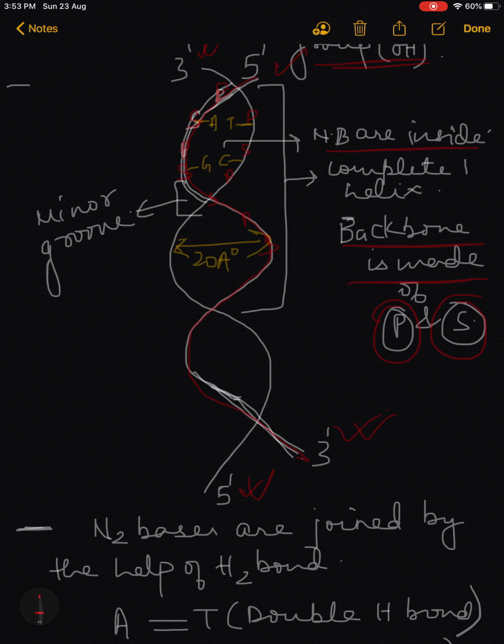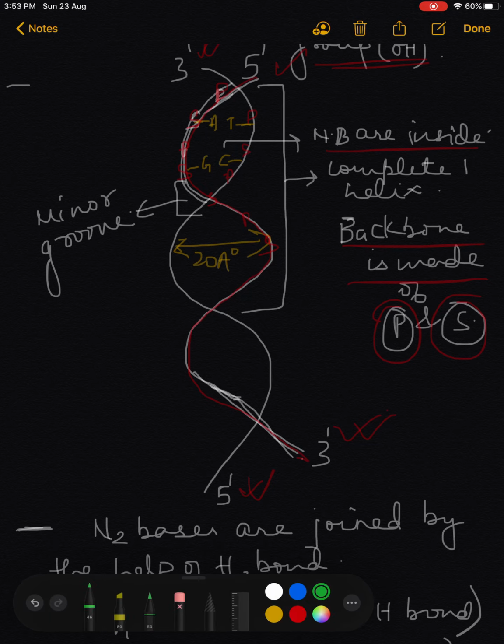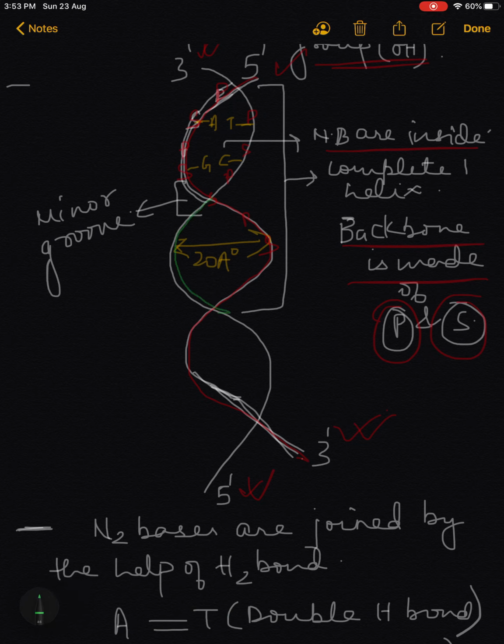So to show you, let me use some other color pen. So children, this is the helix, and here are present the phosphate and the sugar group. So this is the backbone. Phosphate, sugar, phosphate, sugar, phosphate, sugar, phosphate and sugar. Similarly here also, sugar, phosphate, sugar, phosphate. So this is the backbone. Okay, and I told you that nitrogenous bases are inside the helix.